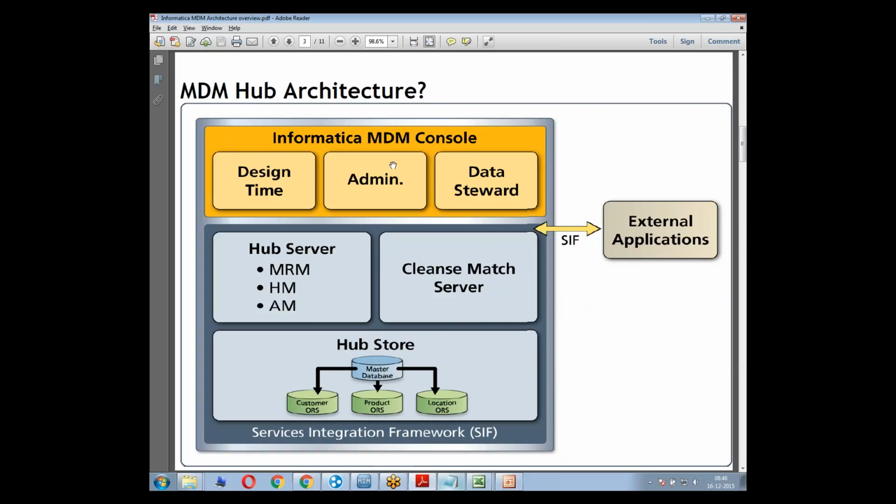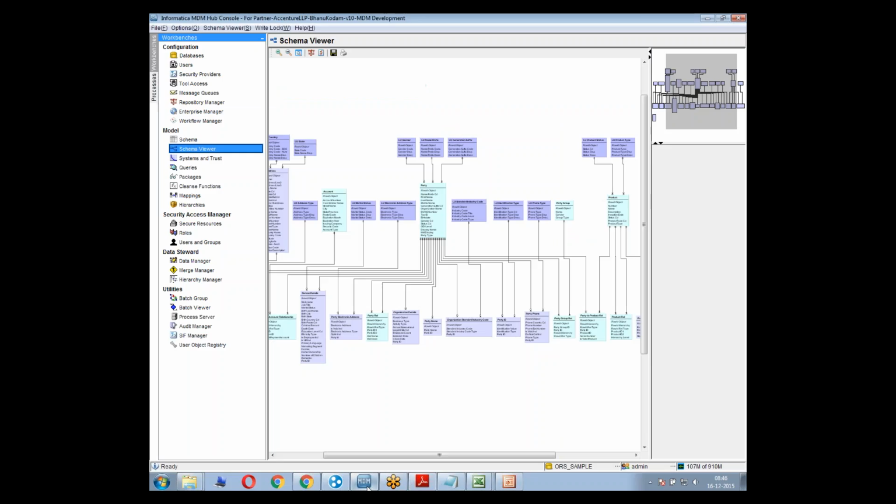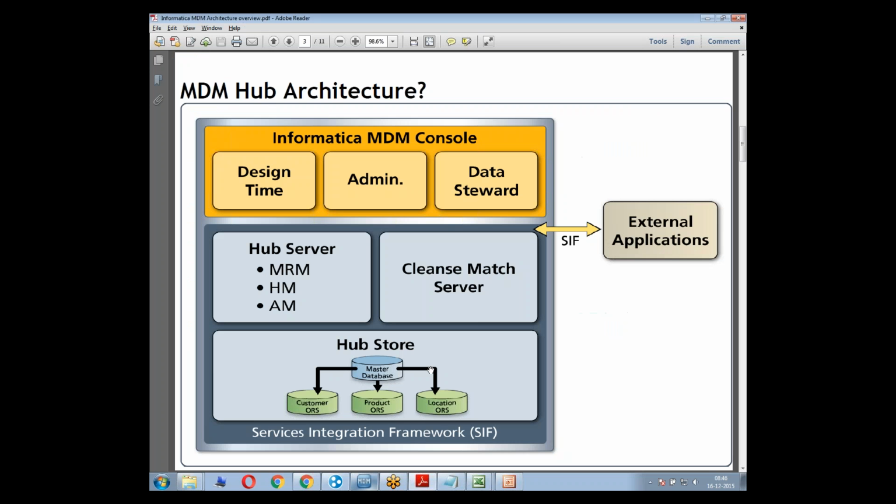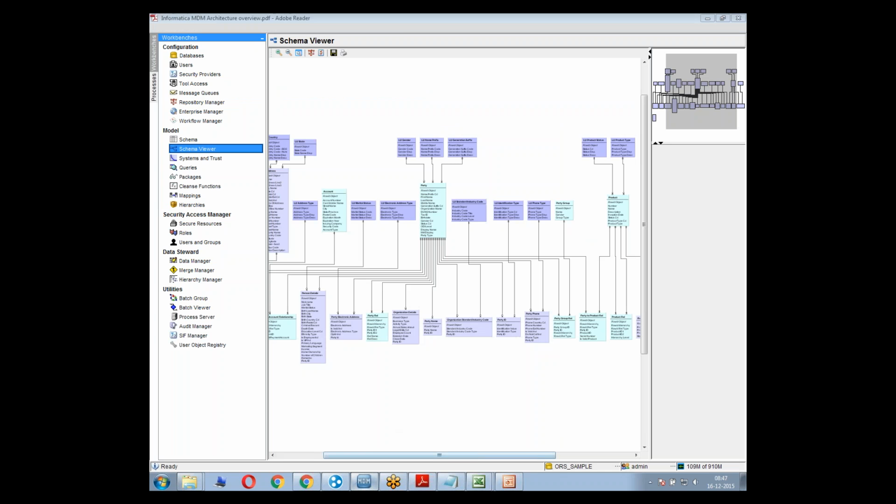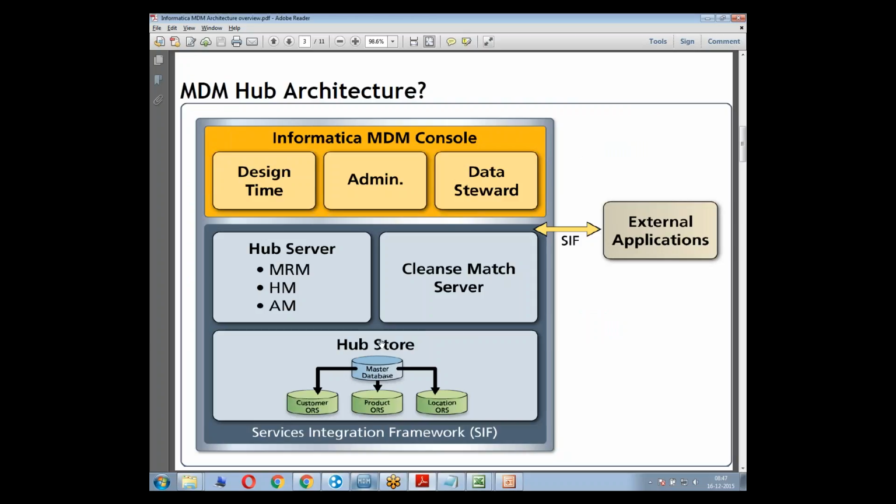Okay, now let's talk about the top layer. The top layer is the Informatica MDM console. The Informatica MDM console is nothing but this tool that we are going to learn tomorrow in detail. Tomorrow we are going to learn all these options one by one. Most of the options we are going to learn in detail. I'll tell you more about this tool, but that's one tool and there's another tool.